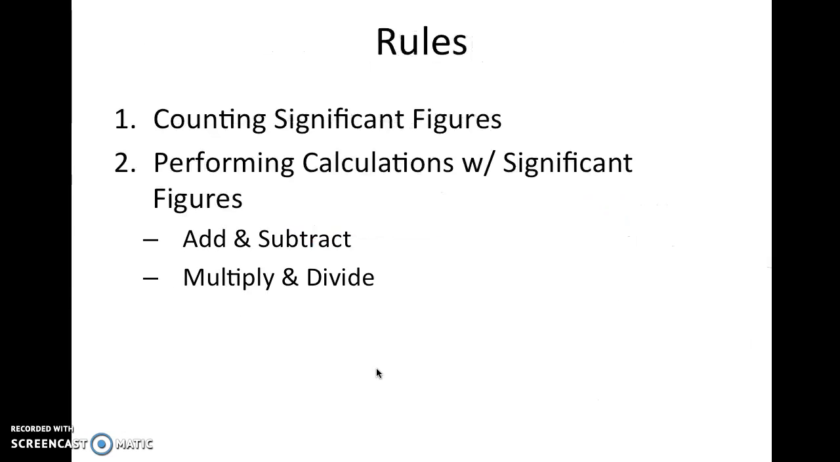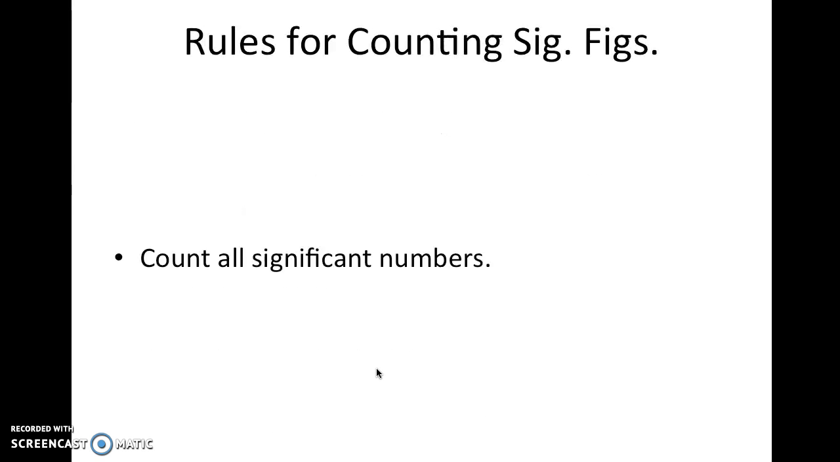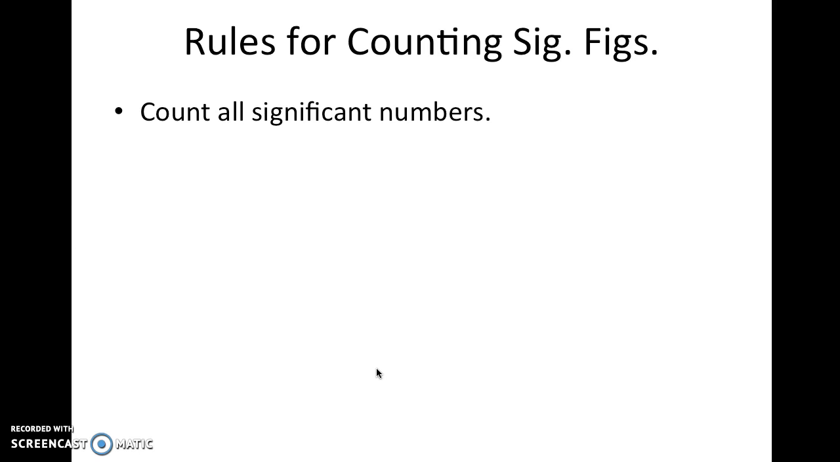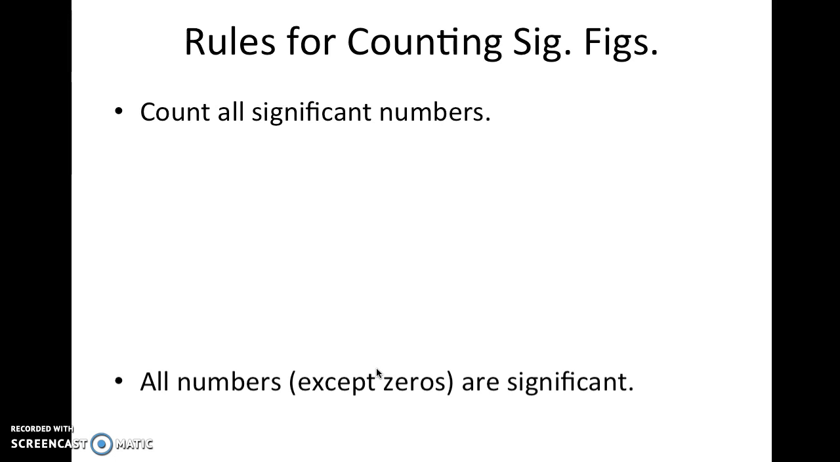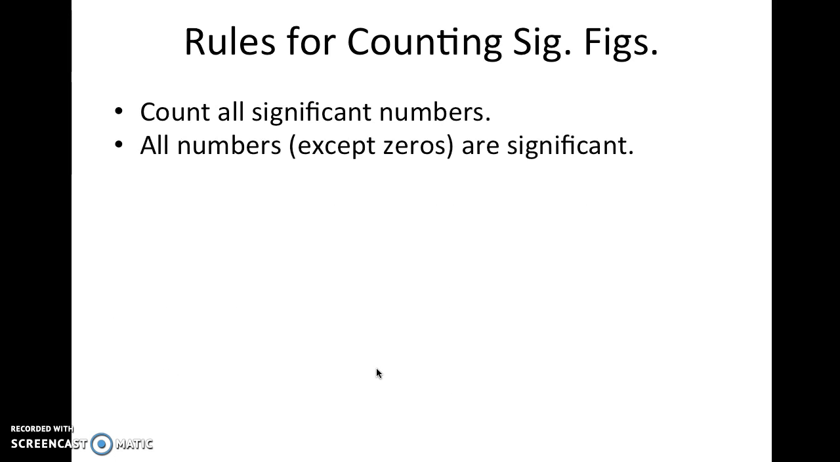So we need to know some rules in order to figure out where to cut things off in our calculations. There are two basic rules: how to count significant figures and what to do when performing calculations. Let's start with counting. Essentially all numbers in any measurement are significant, except for 0. Zeros are sometimes significant, sometimes they're not.